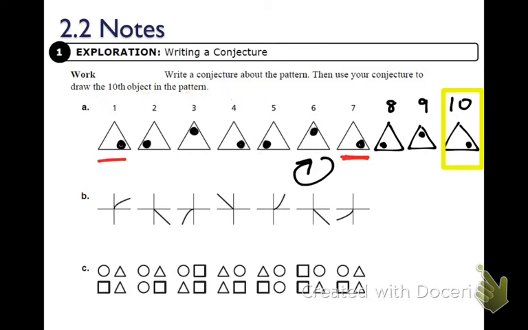Or you could do the same thing. Where else in the pattern does it look exactly like number 7? Number 4. So again, if this looks like 7, then this one looks like 8, this one looks like 9, this one looks like 10. So everyone see how it goes. Since patterns repeat itself, you could try to find it earlier in the pattern.